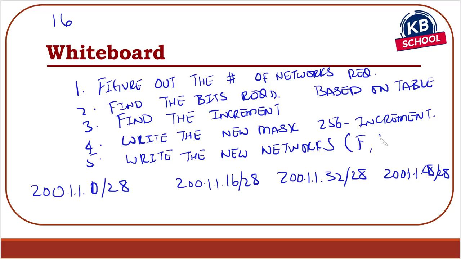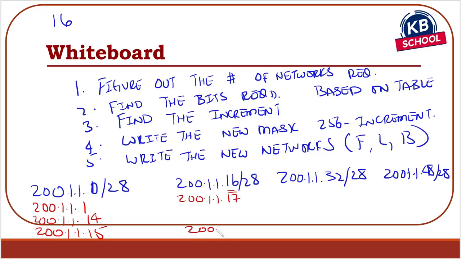Write the new networks based on the increments. Write the first, last, and broadcast on each one. How did I do that? First one is 1 greater than your network address. Broadcast is 1 less than the next increment. Next, the last usable one, 1 less than the broadcast. So again, 200.1, 1 more than the network. Broadcast is 1 less than the next increment, which is going to be 31. Last usable one, 1 less than the broadcast.